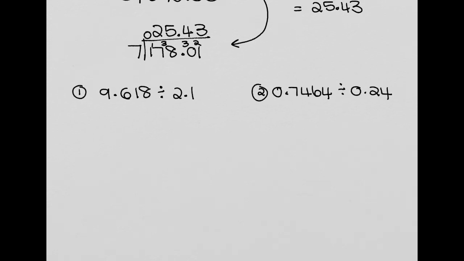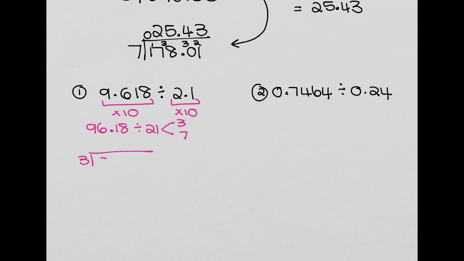Okay, so let's go through these. This one you're going to times by 10, which means this one you're going to times by 10. So what you've actually got is 96.18 divided by 21. Then 21 I'm going to split into 3 and 7. I always like to divide by the smaller one first. So I'm going to say 3 into 96.18.